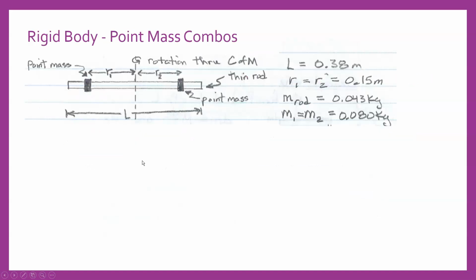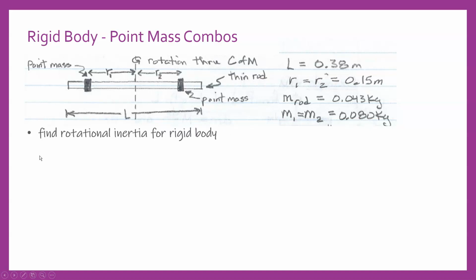Let's move on and look at rigid body point mass combos. And that's what we have here. We have a rigid body, and in this case we have 2 point masses, but you could have any number of point masses. And these point masses are symmetrically located away from the axis of rotation, and they both have the same mass. This does not have to be the case. The point masses could be completely distributed asymmetrically along the rigid body.